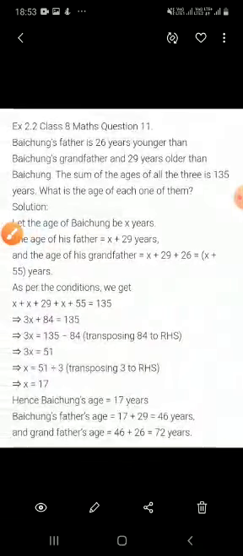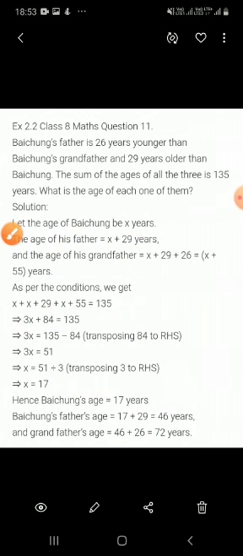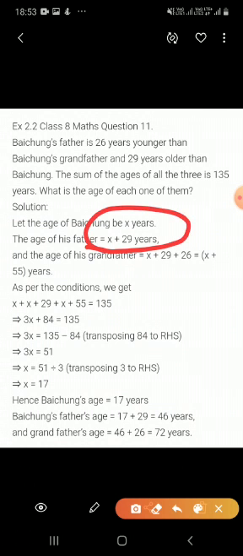Next question, question 11. Baichung's father is 26 years younger than Baichung's grandfather, and 29 years older than Baichung. So his age is 29 years more than Baichung's. So we can assume that Baichung's age is x years. The father is 29 years older, so the father's age we can assume is x plus 29.